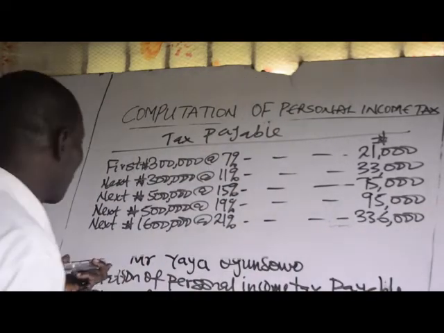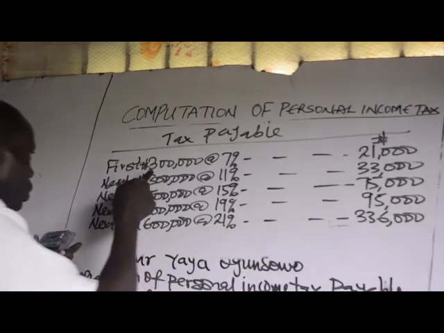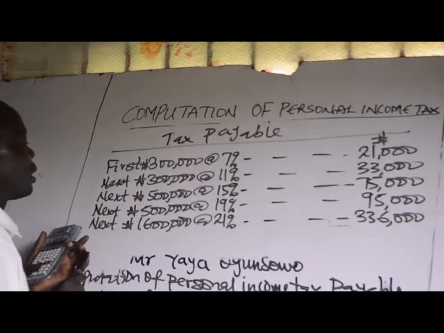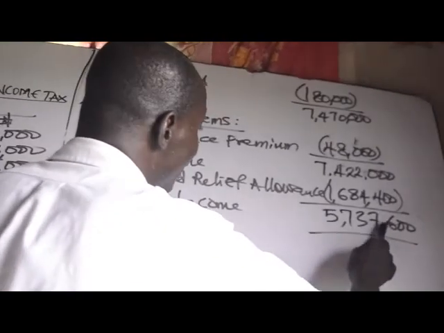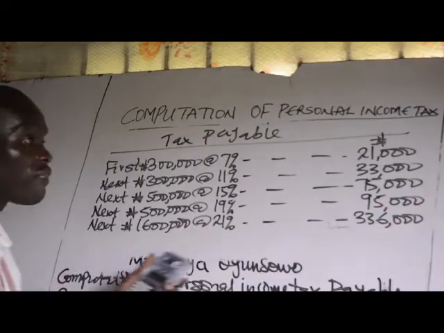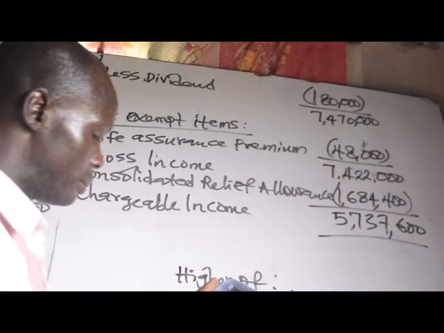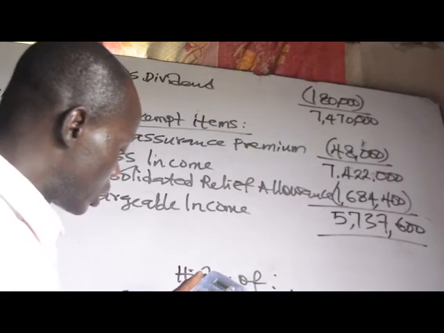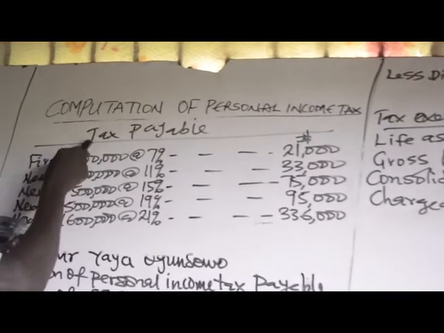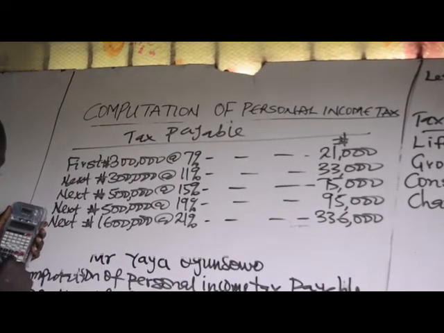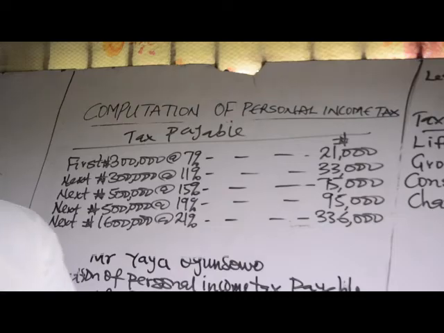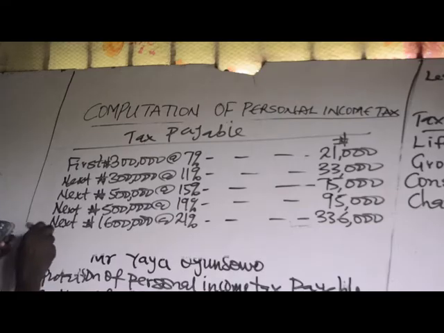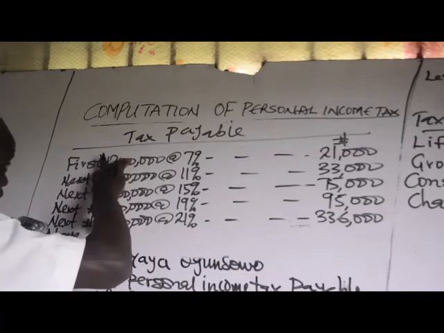The income we have taxed so far, let's see if it has been exhausted or if any amount is still left untaxed. 300 plus 300 is 600. 1.1, 1.6, 3.2. And our total chargeable income is 5,737,600. What has been taxed so far is 3.2 million. Now, if you subtract the 3.2 million from the chargeable income of 5,737,600, you are left with 2,537,600. What we have considered is 3.2 million so far.